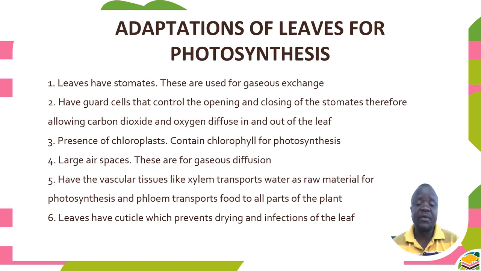We have said that the food made during photosynthesis is transported from the leaves to the roots through the phloem tissue. So xylem transports water and phloem transports organic foods made in the leaves. The leaves have a cuticle, which prevents drying by minimizing water loss and protects the leaf from infections. Sometimes pathogens can penetrate the leaf.